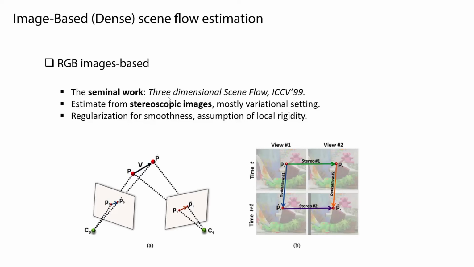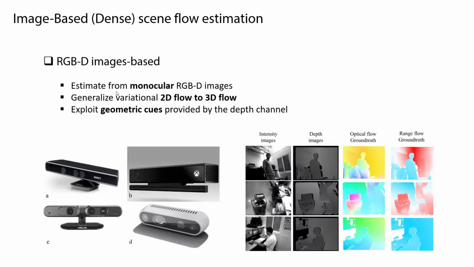Some methods use regularization for smoothness, and some adopt the assumption of local rigidity. To help you understand this type of method better, I snipped a figure from one of these papers. You can see, using the stereo camera, we get observations of one point from two different views, and then we can jointly optimize the 3D position of the point and its 3D motion using some techniques.